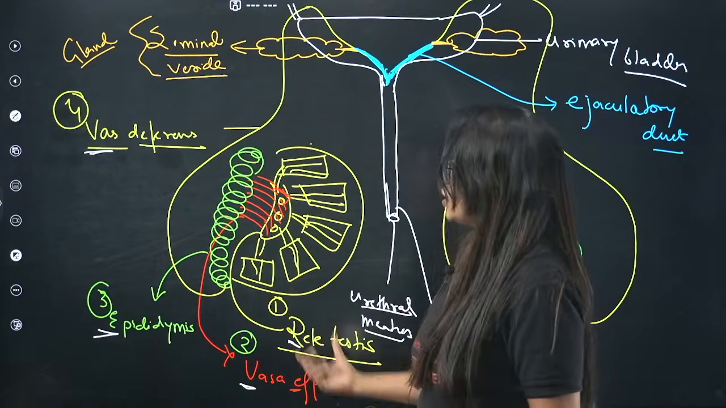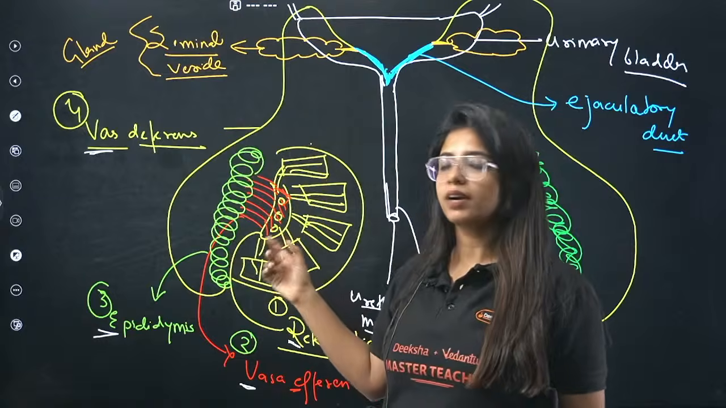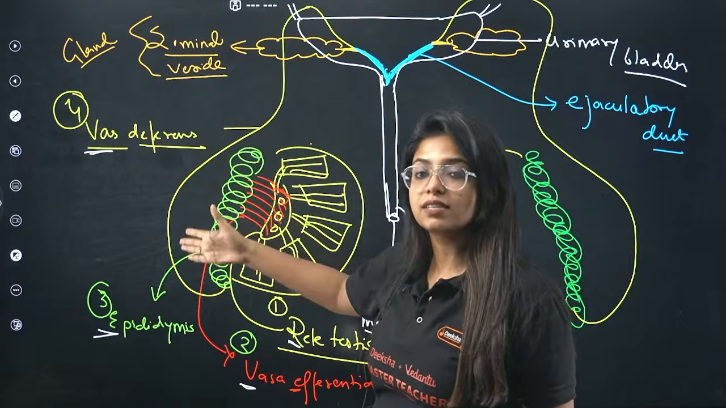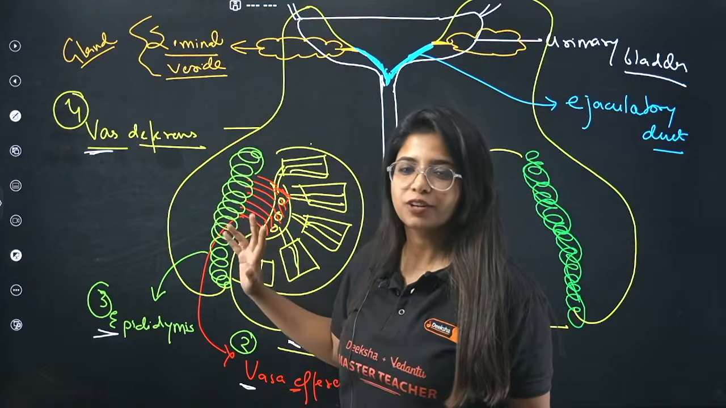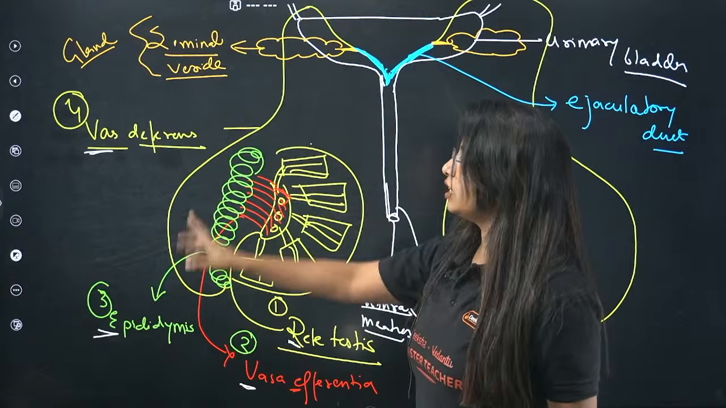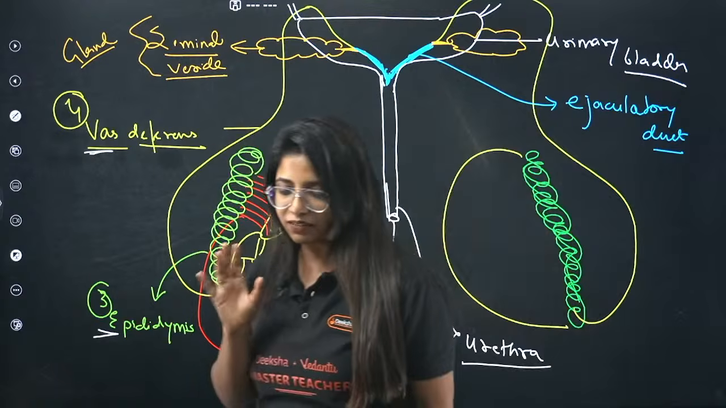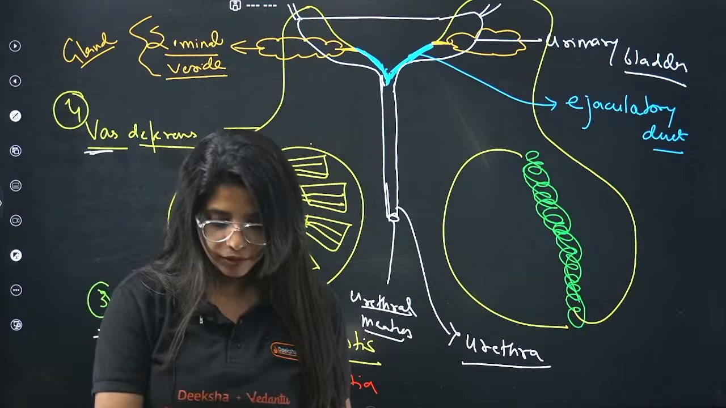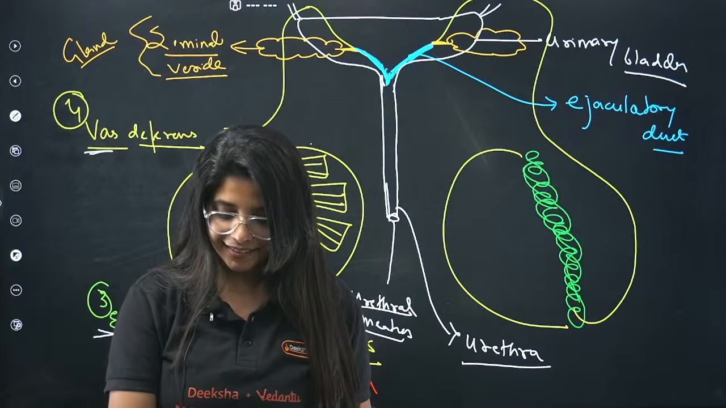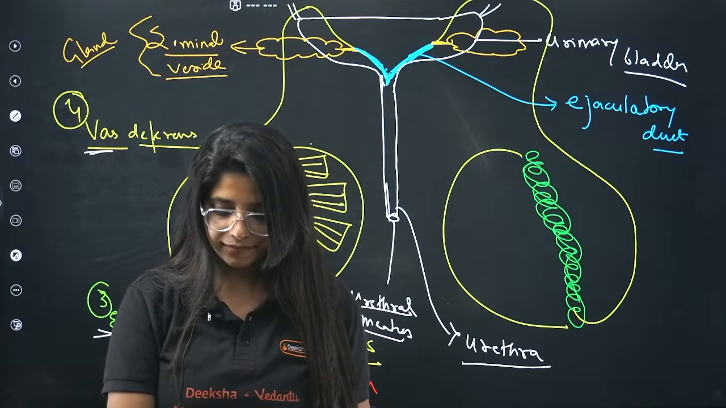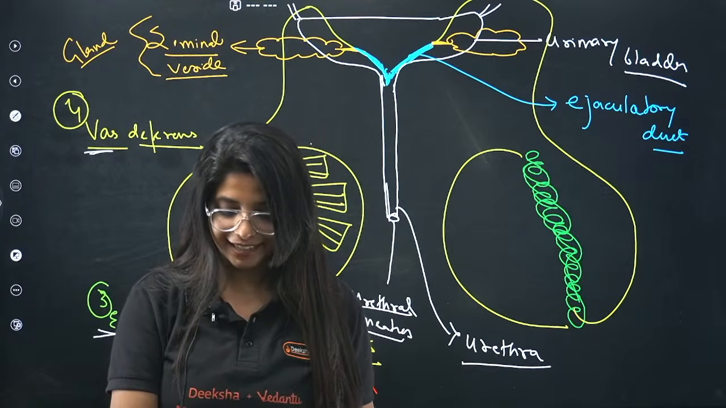Vasa efferentia is there, vas deferens is there. How do you remember it? I always say the one who carries it to a distance is known as deferens. So Ravi visits every village. You can remember it like that. It will be an easy way for you to work. Okay? Same path for both. Exactly.